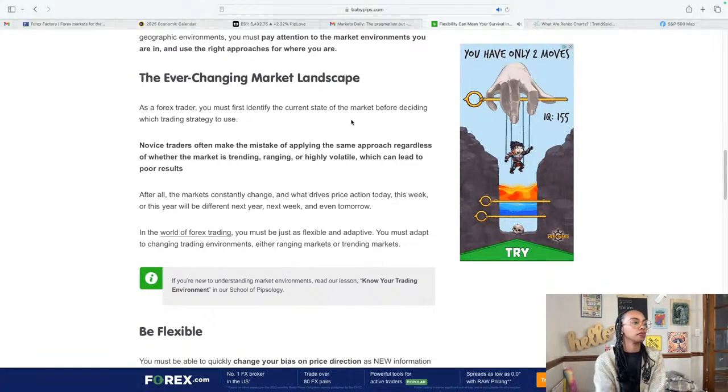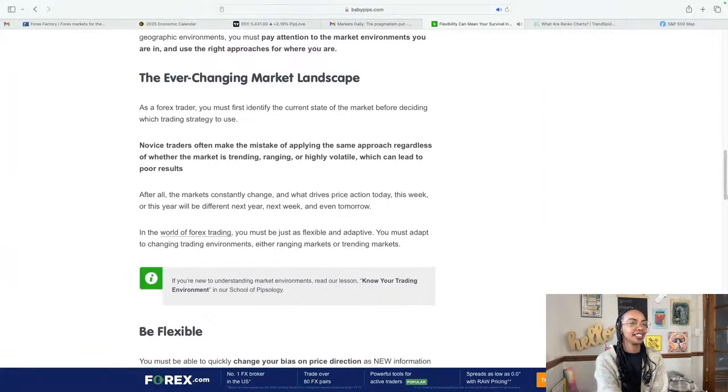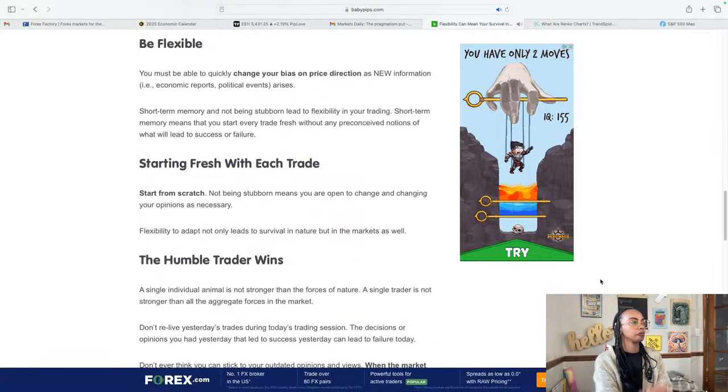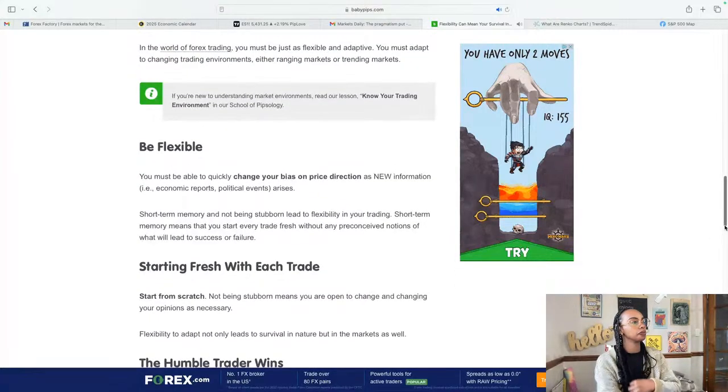In the world of Forex trading, you must be just as flexible and adaptive. You must adapt to changing trading environments, either ranging markets or trending markets. If you're new to understanding market environments, read our lesson, Know Your Trading Environment, in our School of Pipsology.